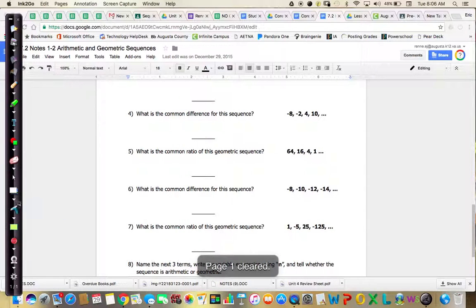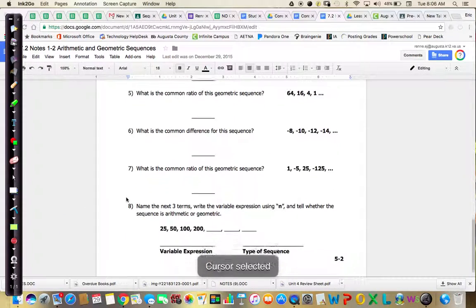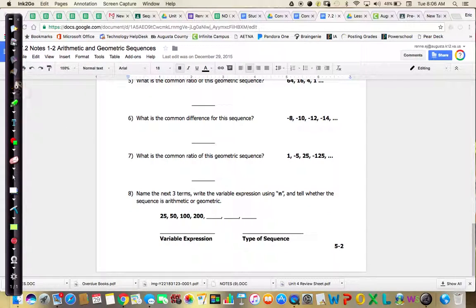Okay, so one more example to look at, number 8. It says name the next 3 terms and write the variable expression using n and tell whether the sequence is arithmetic or geometric. So I'm looking here, and if I'm thinking addition, I'd say plus 25, then plus 50, then plus 100. Okay, doesn't look like we're adding by the same number each time. Let's see if I can figure out a multiplication. So 25 times 2. So let's try times 2. It works here. 50 times 2 is 100.